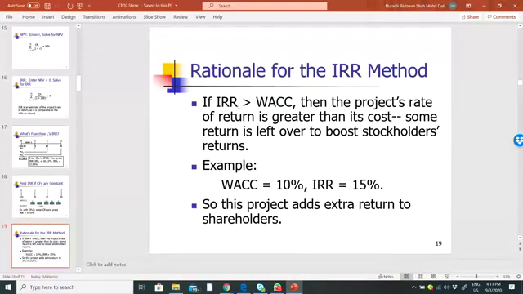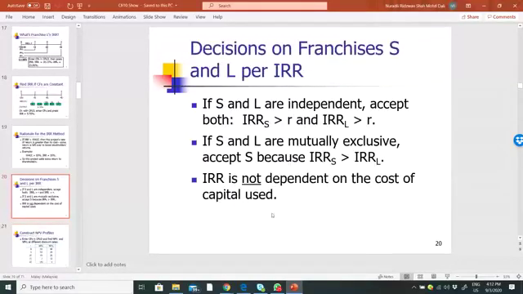If IRR is greater than WACC, then the project's rate of return is greater than its cost. Some return is left over to boost stockholder return. For example, WACC is equal to 10, IRR is 15. So this project adds extra return to the shareholders. If you look at the WACC that you calculated just now, which is 10, and your IRR is 15, then you accept the project.